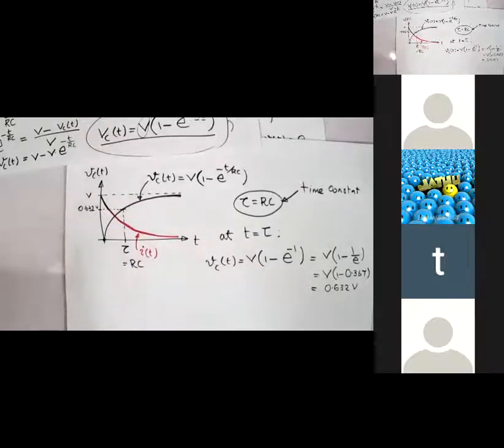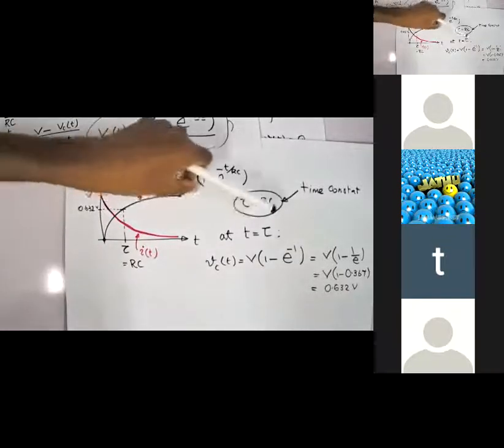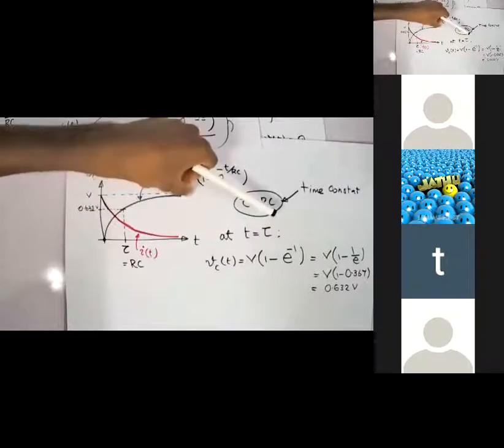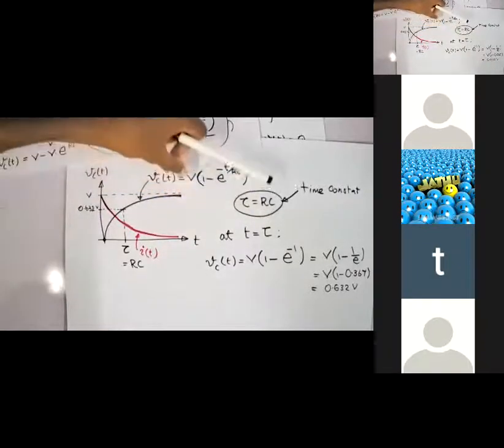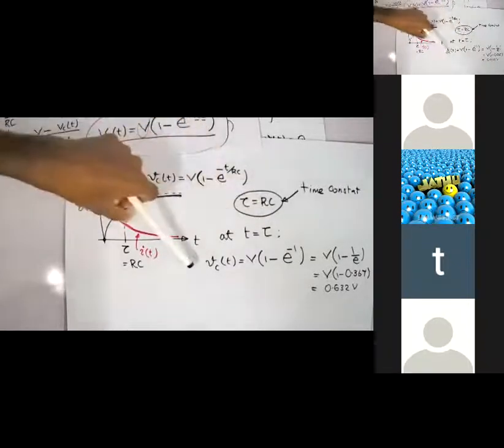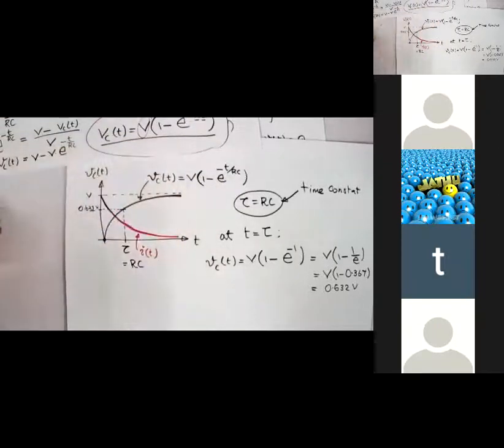Clear, right? So it will actually be reaching V, and the current will be reaching 0. So at steady state, the voltage across the capacitor will be V, and the current through the capacitor will be 0. Okay, right. So if you have any doubts, please ask me now.